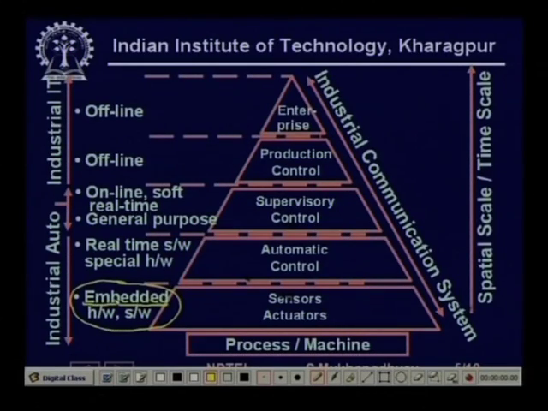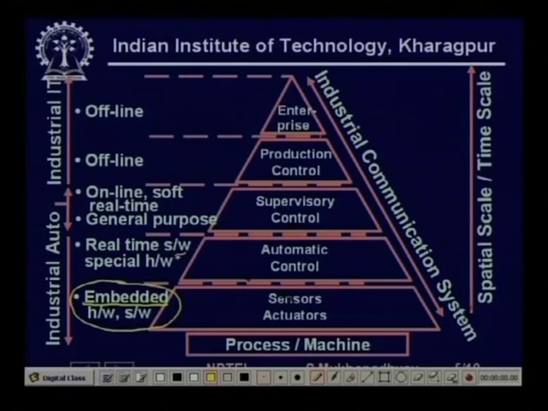When you go to the automatic control level, it happens in many cases that it is a separate hardware. It is not embedded into the process, into the machine. It is a tangibly separate piece of hardware which runs real time software. The software is generally generic, not very special purpose, but it often runs on special purpose hardware like PLCs, industrial PCs or some DSP processors. The algorithms are generally generic, like a PID control.